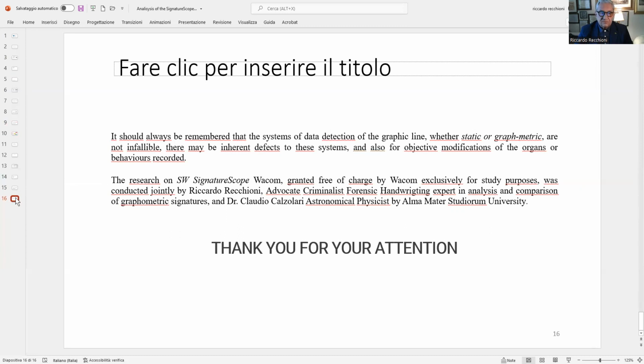The research of the signature software Wacom, granted free of charge by Wacom exclusively for study purposes, was conducted jointly by Riccardo Recchioni, advocate, criminalist, forensic and writing expert in analysis and comparison of graphometric signatures, and Dr. Claudio Calzolari, astronomical physicist of Alma Mater Studiorum University.